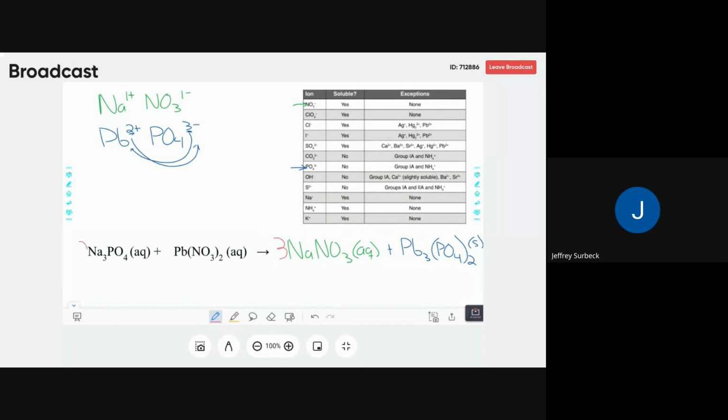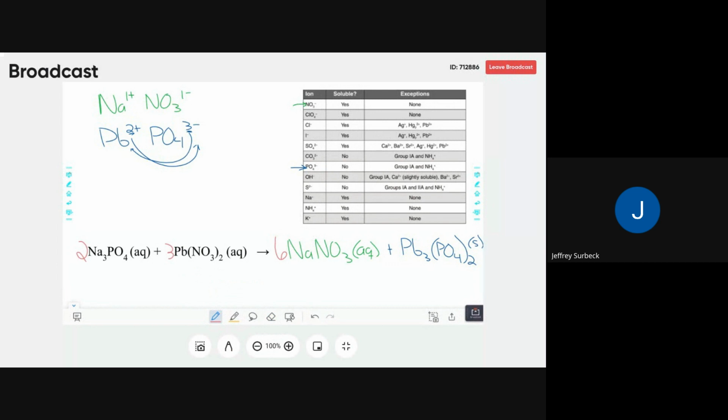Now we have 2. Because of that 2, we have 2 times 3. How many Nas? 6. What do we need to do to that 3 now? Make it a 6. Okay. So this now becomes a 6 because we rerouted our balancing. Then Pb. How many Pb do we have on our left? We have 1. How many on the right though? 3. So what needs to go in front of Pb and NO3? 2. Very good. And then be really careful because NO3 is a chunk or a block. It's 3 times 2. So 3 times 2 is 6. How many NO3s do we have on our right? 6. So we're now balanced. All right.